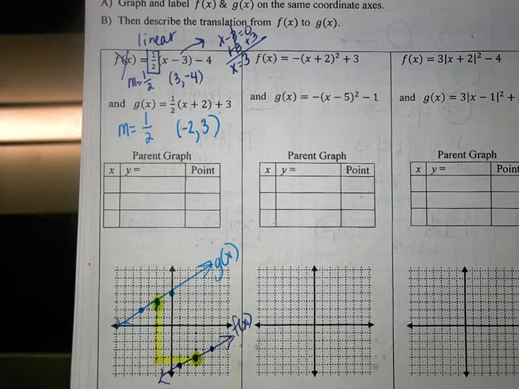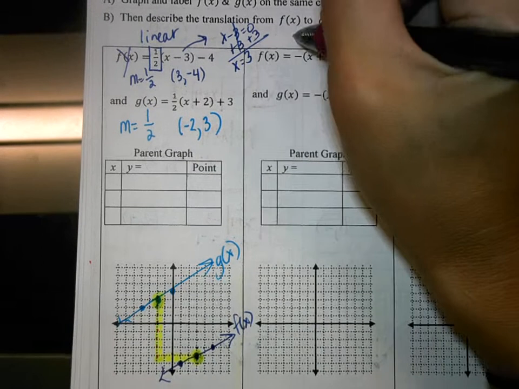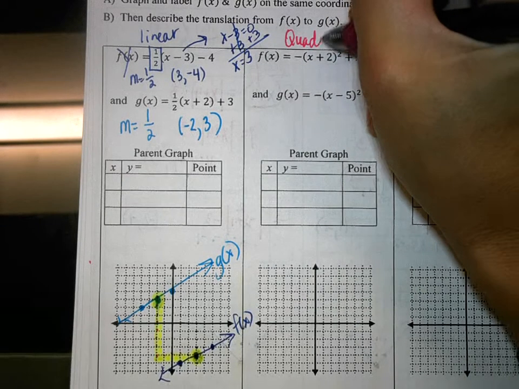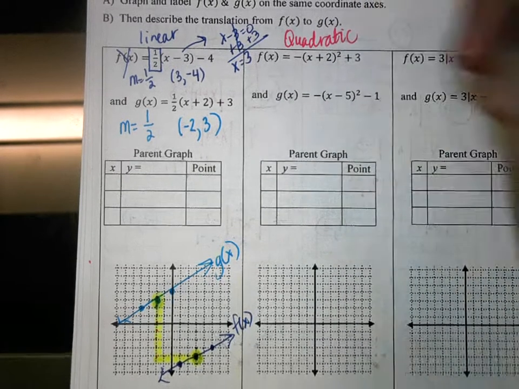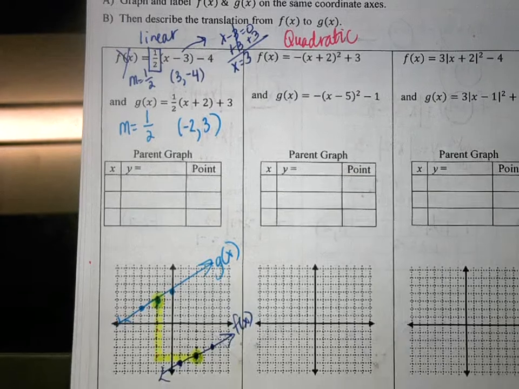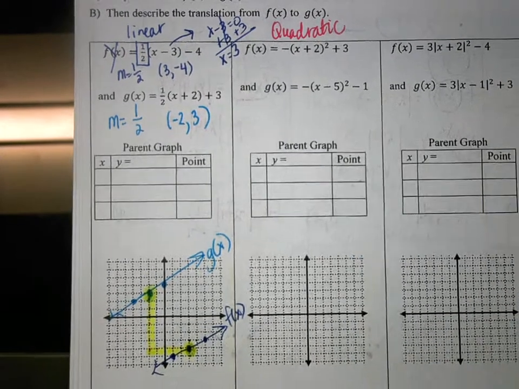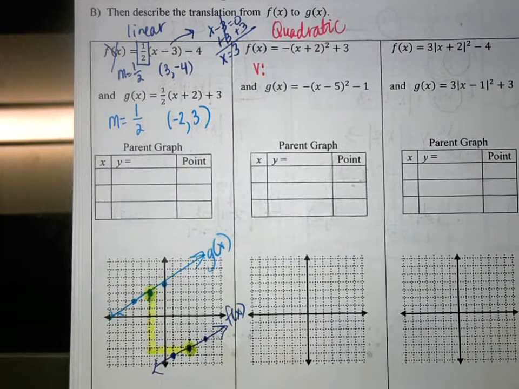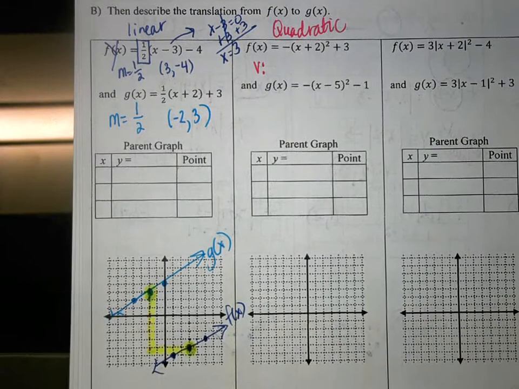Okay, so what type of equation is this one? Quadratic is correct, which means it's going to look like what type of shape? A U shape. A quadratic. So on this one, this one actually has a vertex. It's a starting point, but it's specifically a vertex. And what is that vertex?